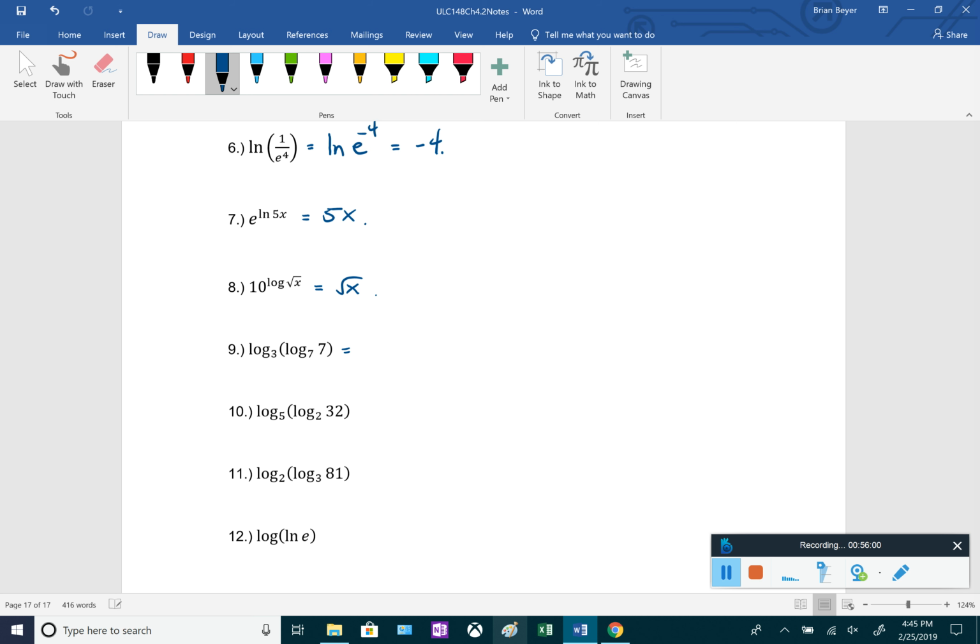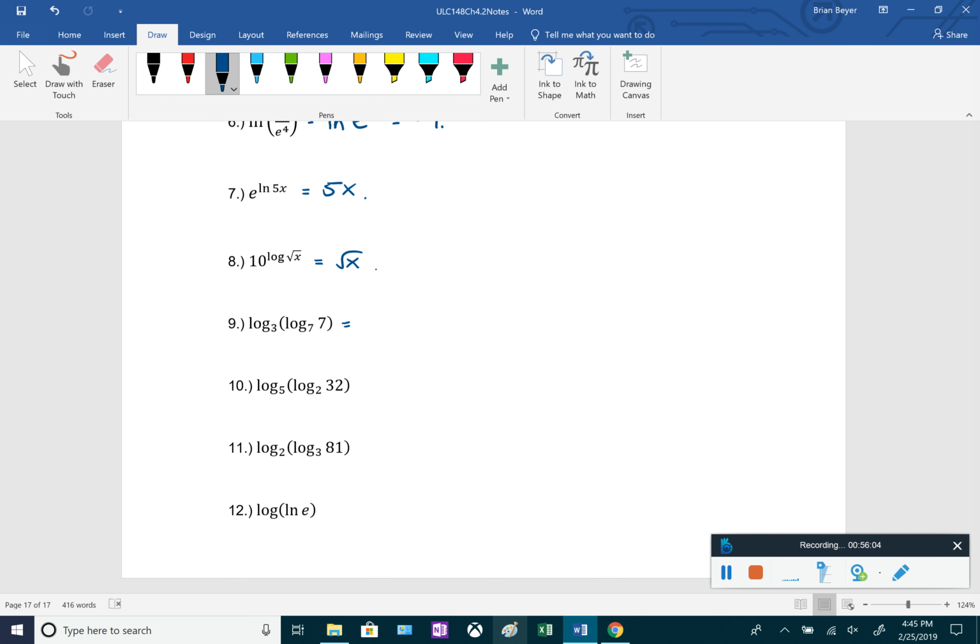Next one, log base 3 of log base 7 of 7. So this one we're going to work kind of inside out here. We're going to work in the parentheses first. So it's going to be the log base 3 of something. The log base 7 of 7, that equals 1, right? Log base b of that same b always equals 1. So this is log base 3 of 1. Log base anything of 1 equals 0.